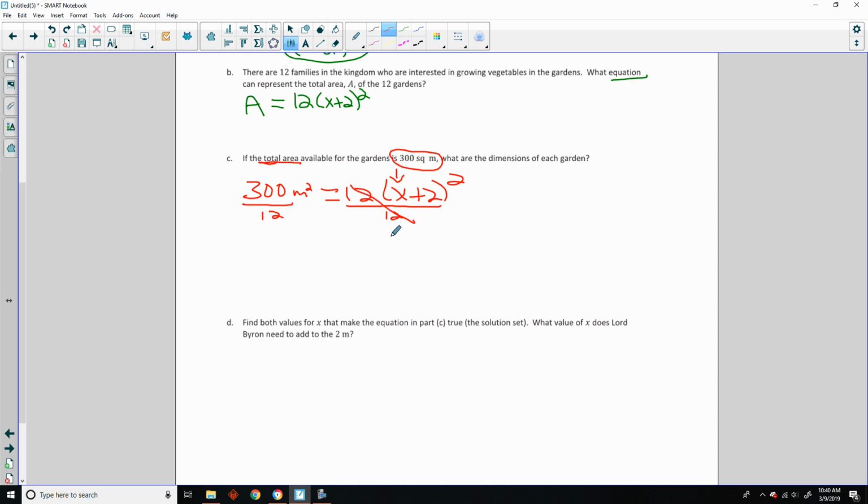Hey Siri, what's 300 divided by 12? 300 divided by 12 is 25. So we have 25 equals the quantity x plus 2 squared.